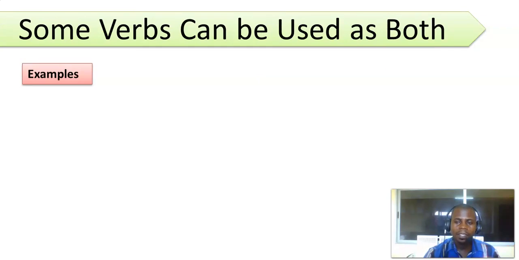All right, so let's see another very important point here, and that is that some verbs can be used as both transitive and intransitive verbs. That depends on the context of use. Now look at this. The phone rang. Now ring here can be used as an intransitive verb. As you can see, it doesn't have an object.